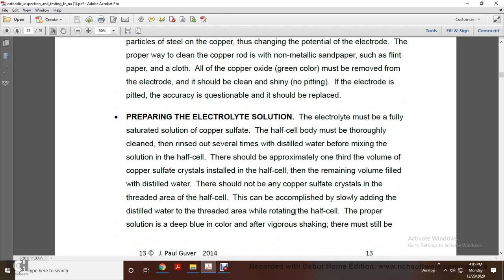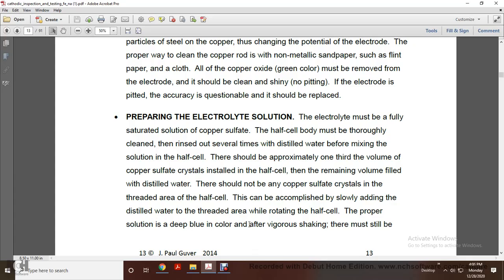Preparing the electrolyte solution. The half cell body must be filled with a saturated solution of copper sulfate. Thoroughly clean the cell by rinsing several times with distilled water before mixing the solution in the half cell. There should be approximately 1/3 of the volume of copper sulfate crystals installed in the half cell, with the remaining volume filled with distilled water. There must not be any copper sulfate crystals in the threaded area of the half cell, which can be accomplished by adding distilled water to the threaded area while rotating the half cell.